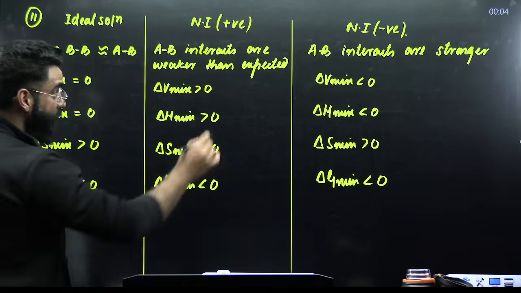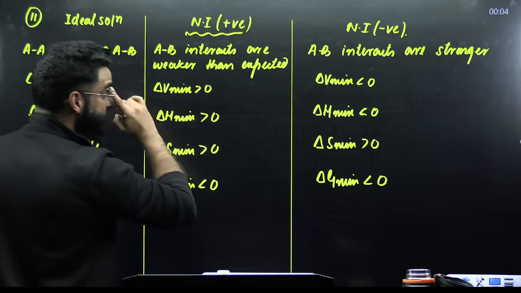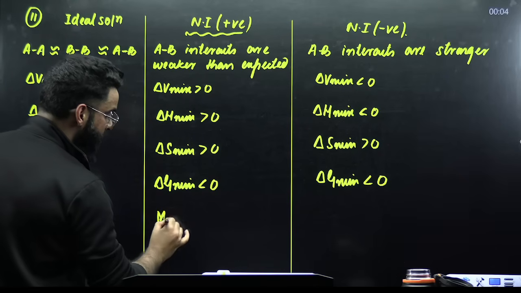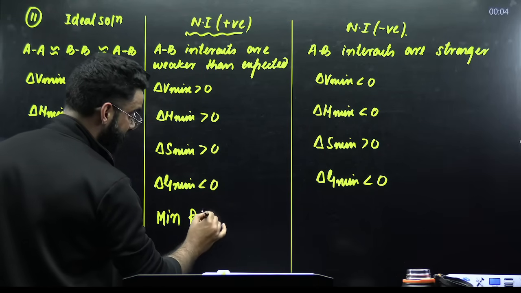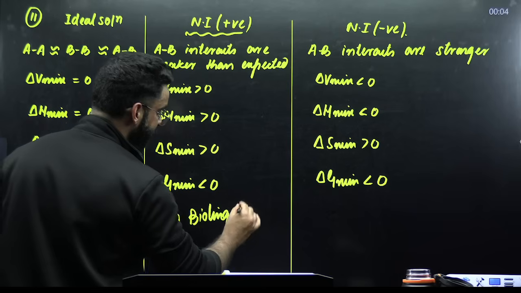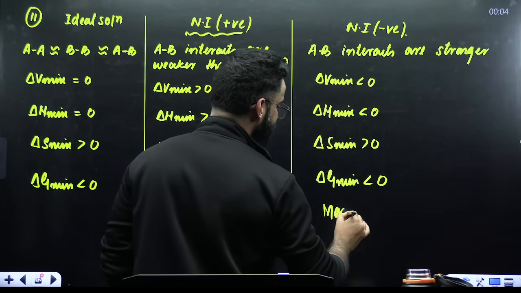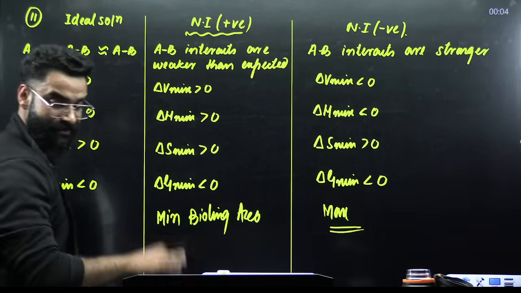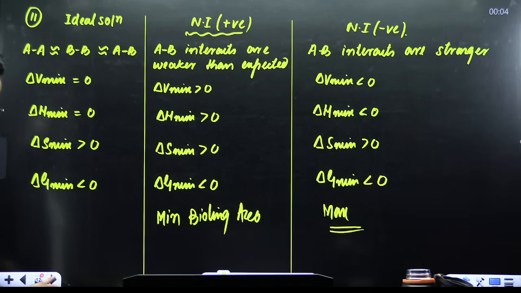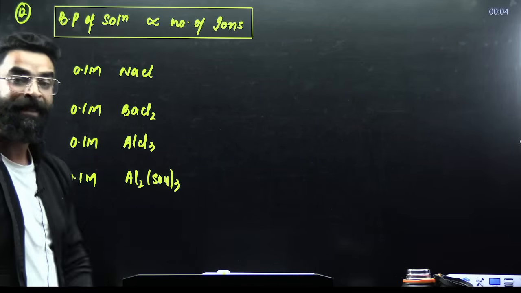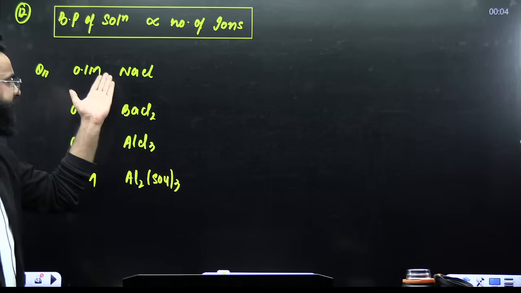And one more thing which I would want you to remember: non-ideal solutions showing positive deviations form minimum boiling azeotropes. Remember this point as well. And non-ideal solutions showing negative deviation form maximum boiling azeotropes. Okay, this can also be asked: in which of the following solutions are minimum boiling azeotropes found, or maximum boiling? One more thing, frequently you can get these sorts of questions.